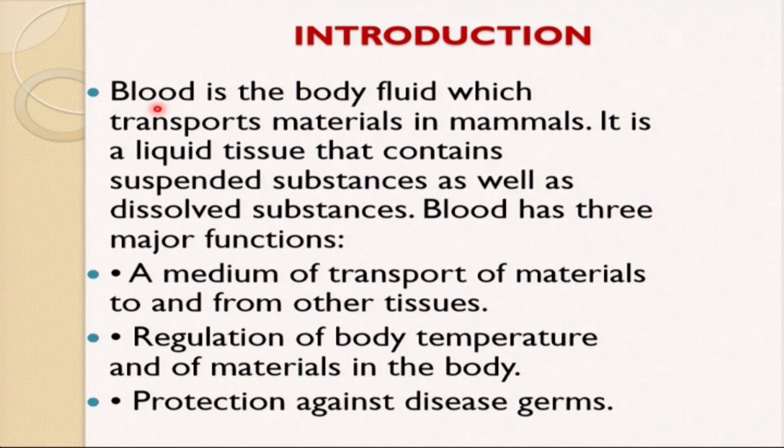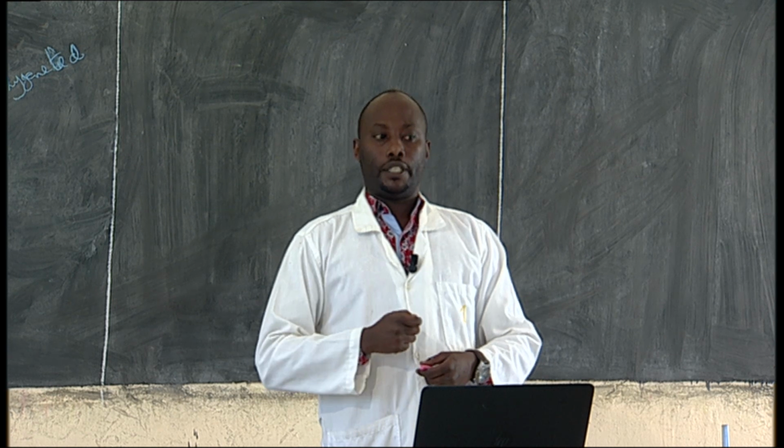So a medium of transport of materials to and from tissues, from cells, is normally done by the blood. All right? Another function of blood is regulation of body temperature and materials in the body. Regulation of very many materials is normally done by the blood.